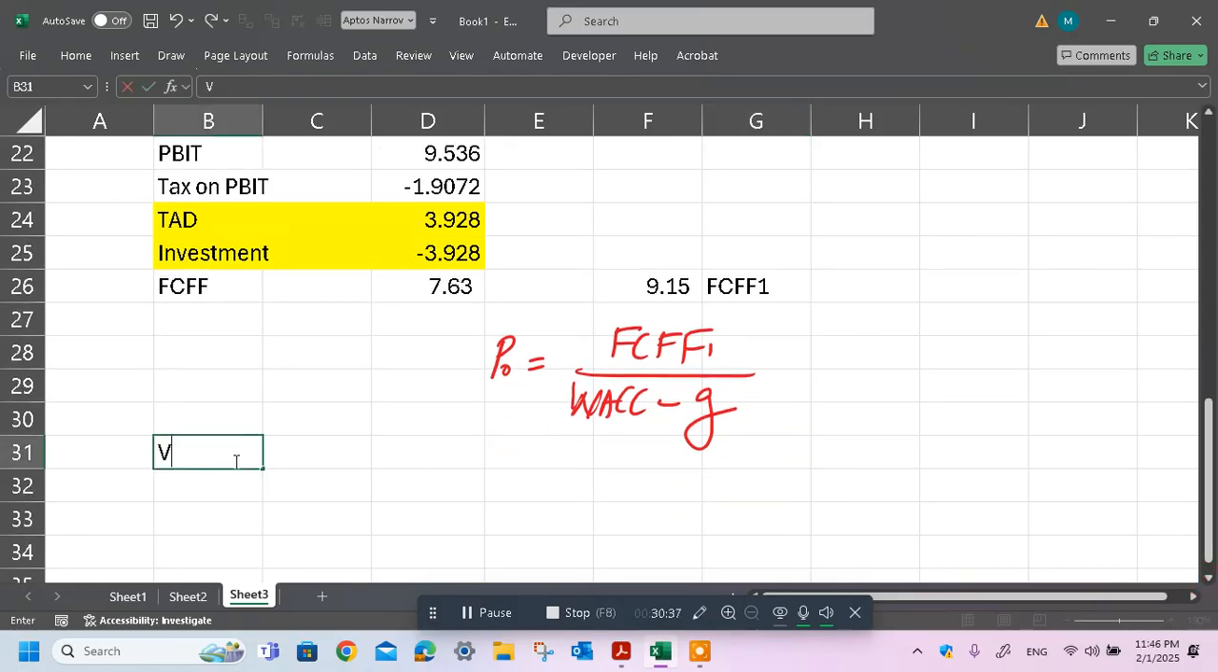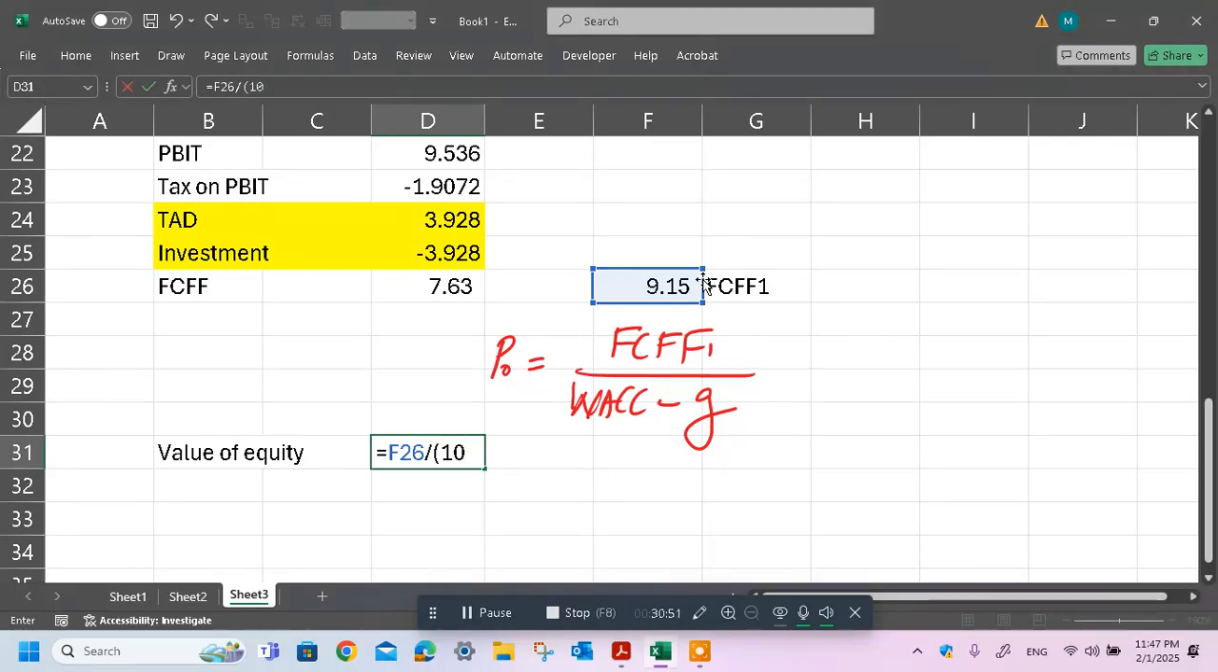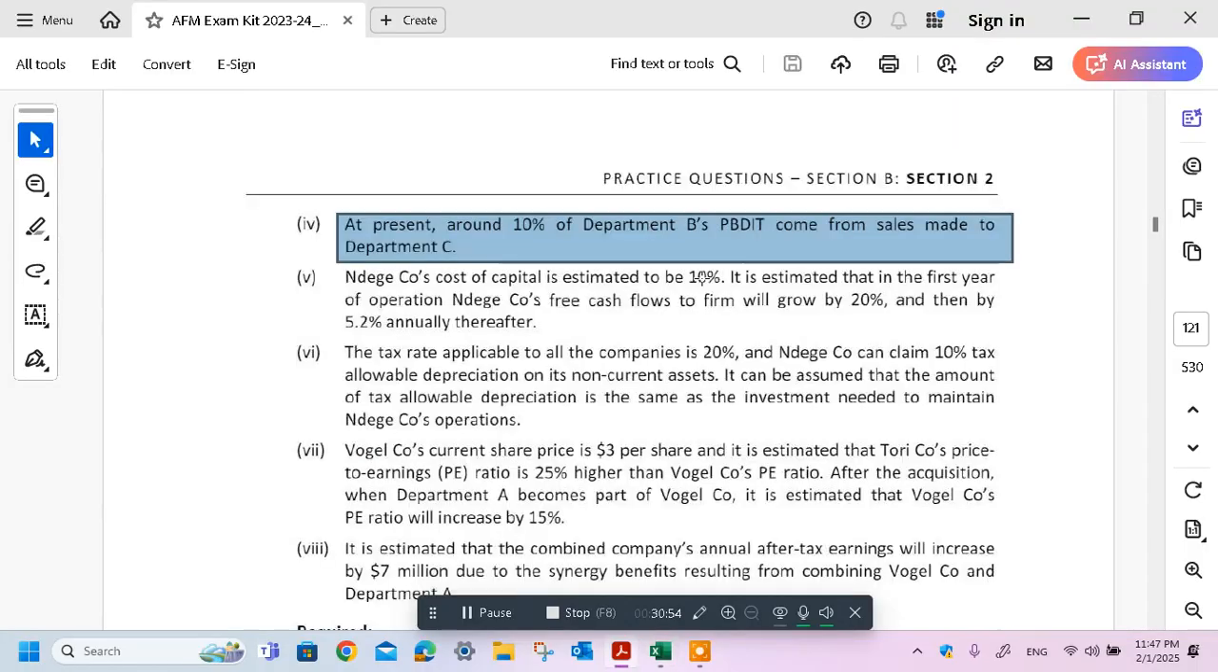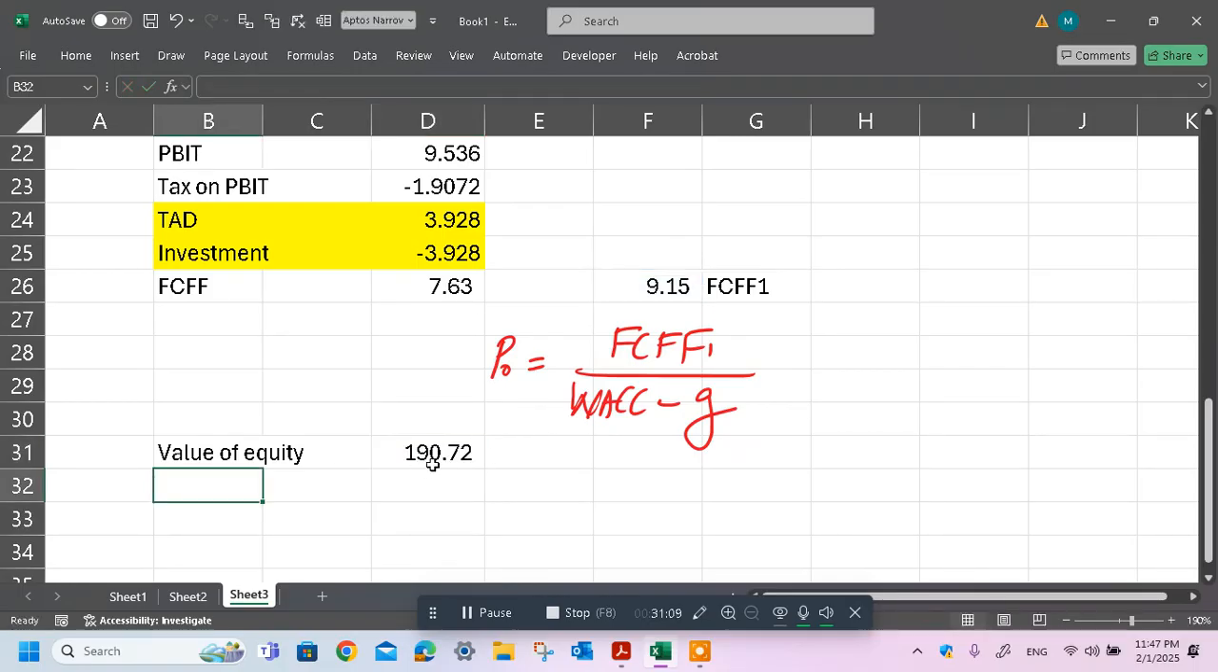Value of equity. This is the FCFF divided by WACC. WACC was 10% here. Cost of capital is estimated to be 10%. Minus growth rate 5.2, annually 5.2. If you have not read the question, it will be confusing. Make sure you have read the question thoroughly before you see the answer. If you don't have the question, please drop a comment. I will send you the question as well.